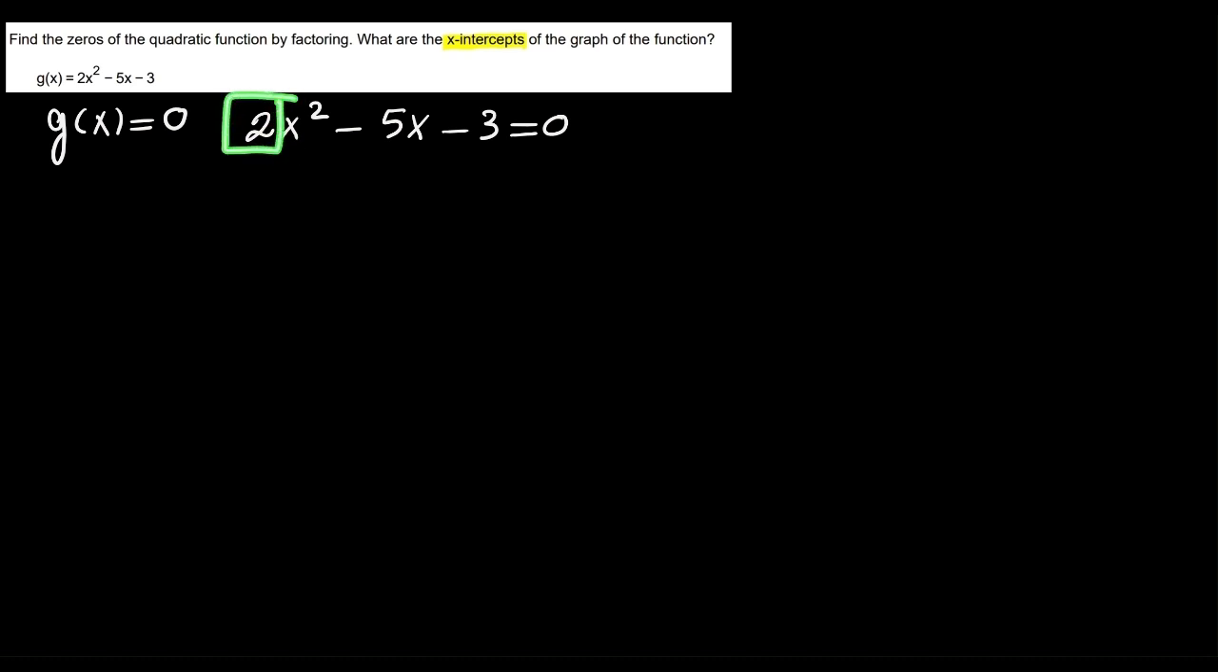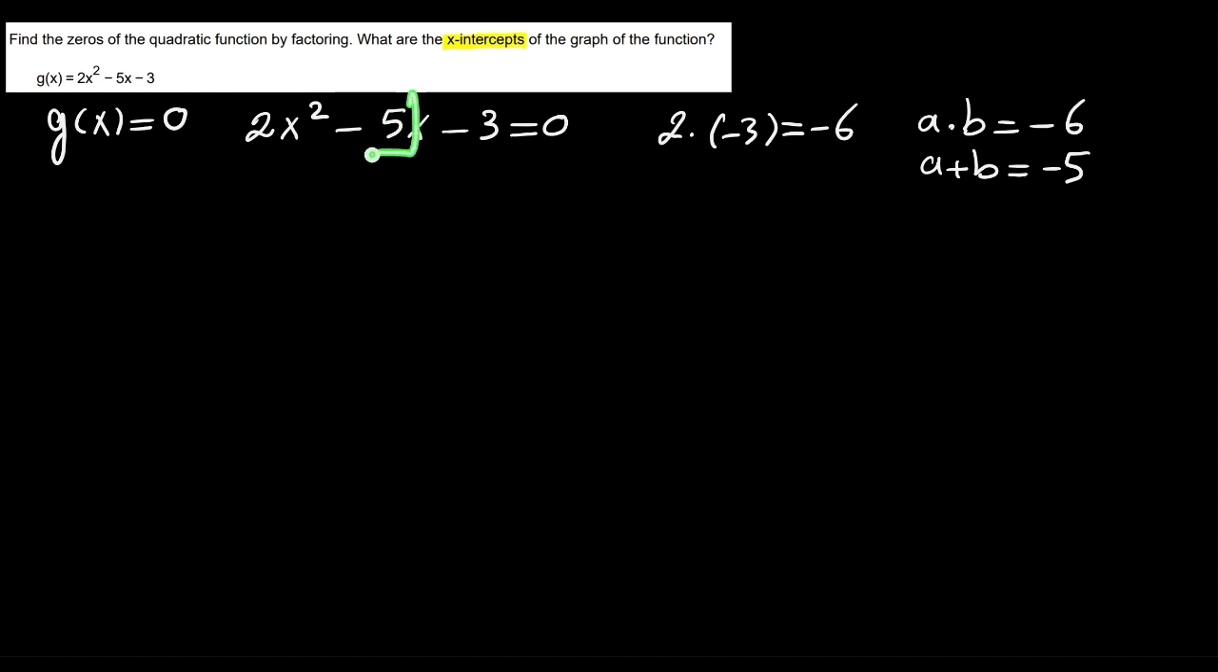We want to solve it by factoring because the coefficient of x squared is not 1. The first step here is to multiply 2 by negative 3, which is negative 6. Now I'm looking for two constants with multiplication negative 6 and addition negative 5, because negative 5 is the coefficient of x. Because the multiplication is negative, one of the values is positive and the other is negative. The addition is negative 5, so the greater value is negative. So positive 1 and negative 6.